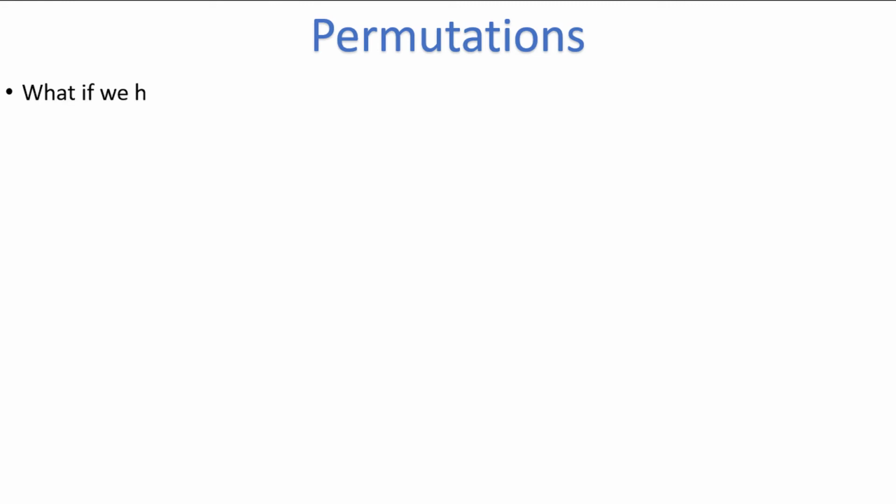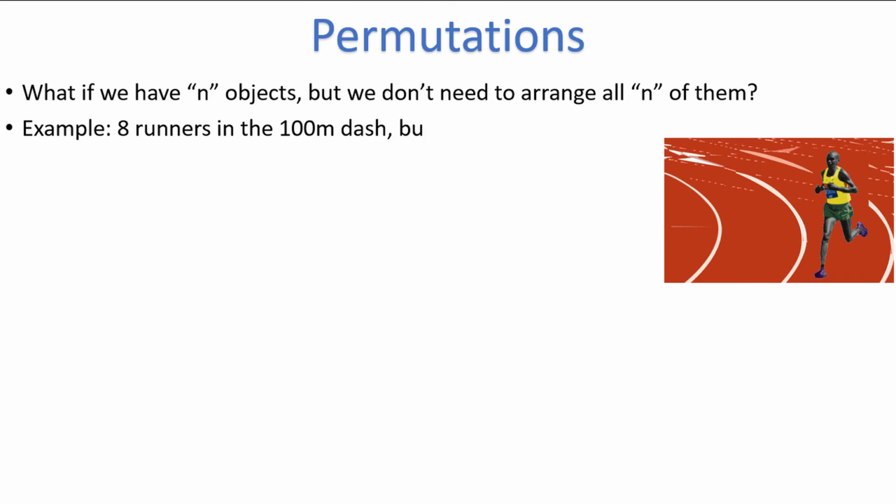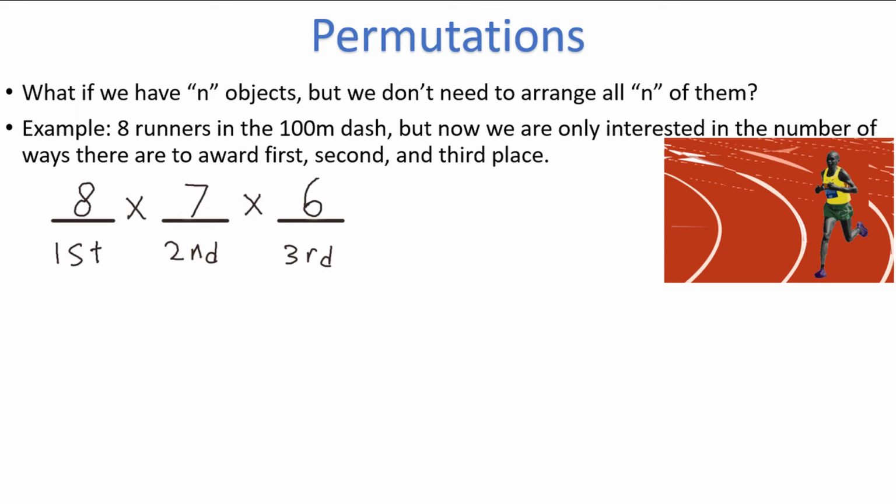Now, what if we have n objects, but we don't want to arrange all n of them? How would we proceed? Well, we can use the idea of factorial, but we just have to stop earlier. For example, let's take the same case with the 8 runners in the 100-meter dash, but now we are only interested in the number of ways there are to award first, second, and third place. So I have 8 objects, or 8 runners, and I want to award 3 places, first, second, and third. Use the exact same idea as earlier. It's just the multiplication rule, but we only have 3 places to award instead of 8 this time.